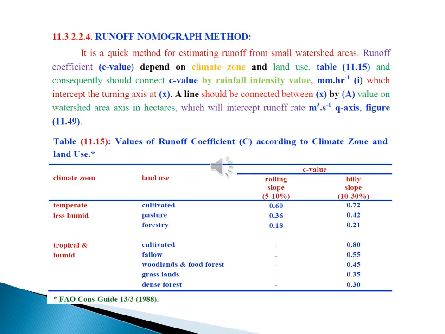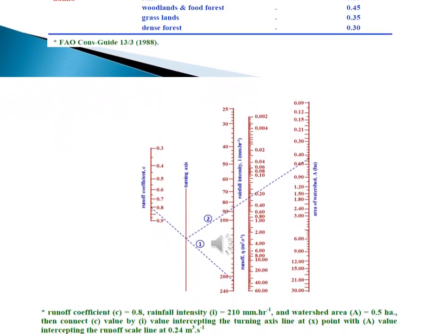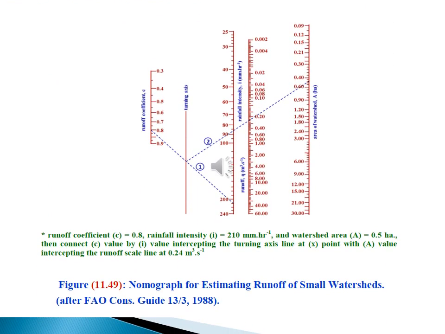Runoff nomograph method. It is a quick method for estimating runoff from a small watershed area, taking into consideration that values of the runoff coefficient are shown in the enclosed table. Figure showing nomograph for estimating runoff of small watersheds. My dear, follow the example shown in front of you. It is so clear.